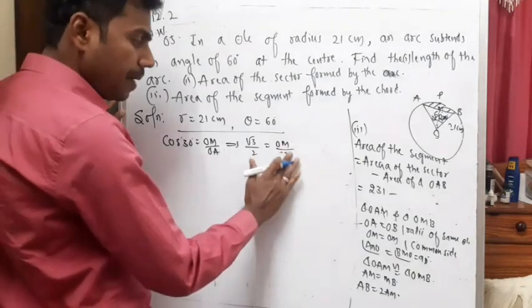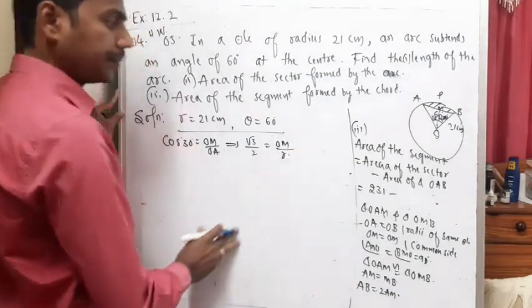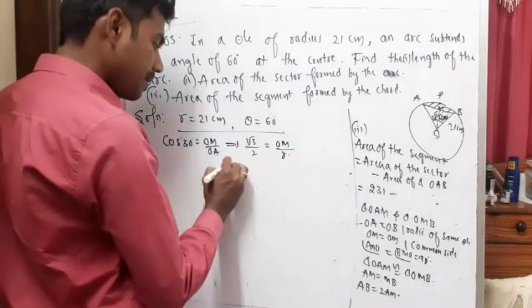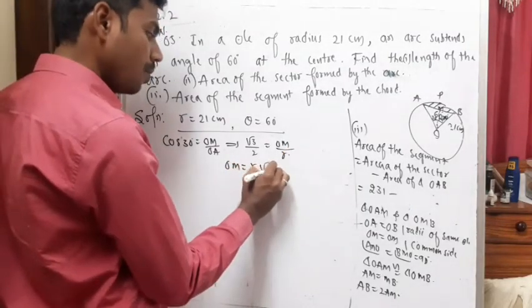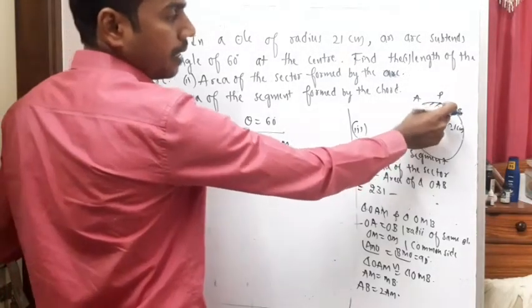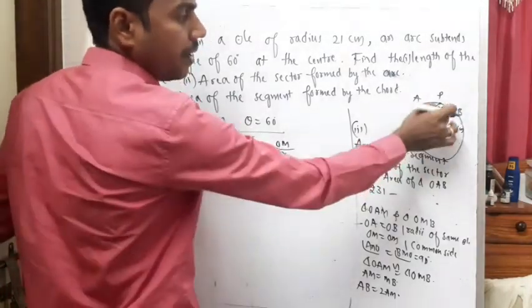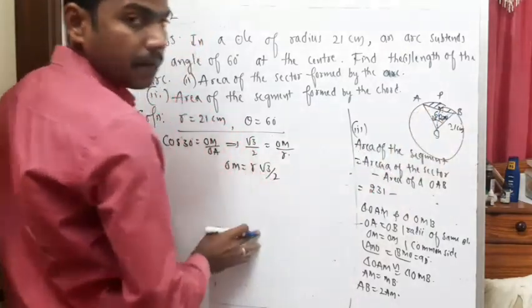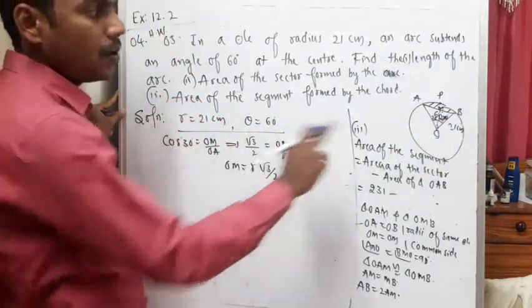Or else, as of time being, I'll consider it as R only. Okay, or else OM is equal to R into root 3 divided by 2. Next, I need this AB. Area is half into base into height. AB will be the base. I need the base, but I don't know the length AB.